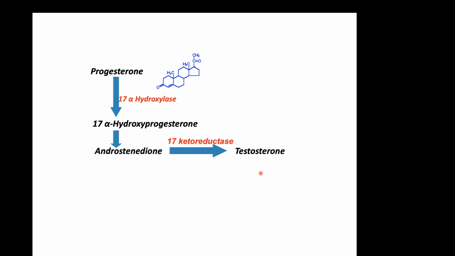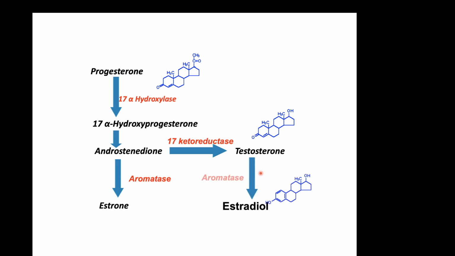Later, in the subsequent reaction, either at the androstenedione or at the testosterone level, first we will discuss androstenedione. By the action of the aromatase enzyme, estrone will be synthesized, and from testosterone, estradiol will be synthesized by the same enzyme, that is aromatase.